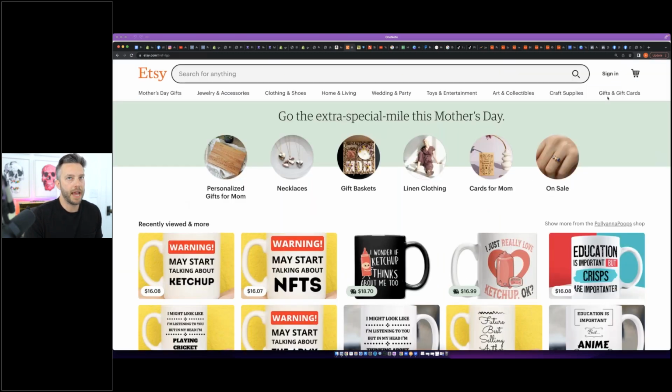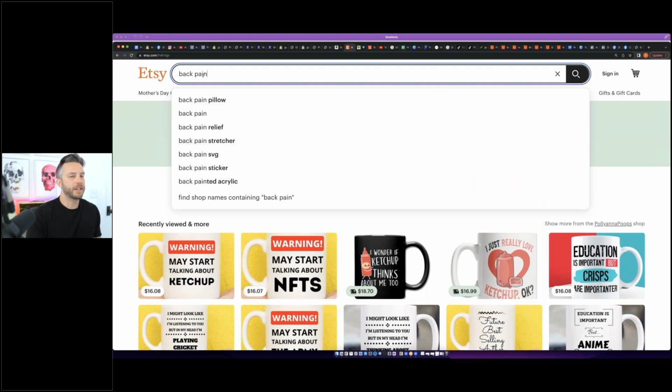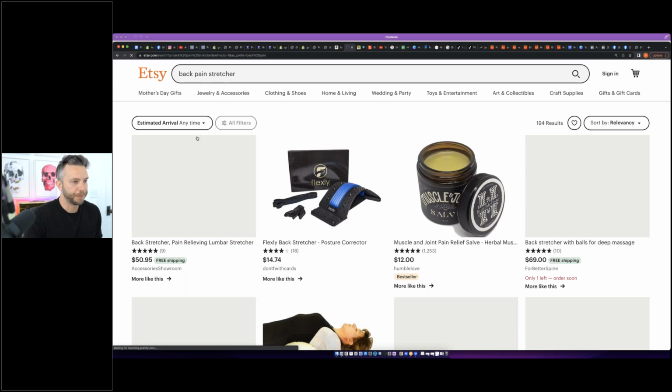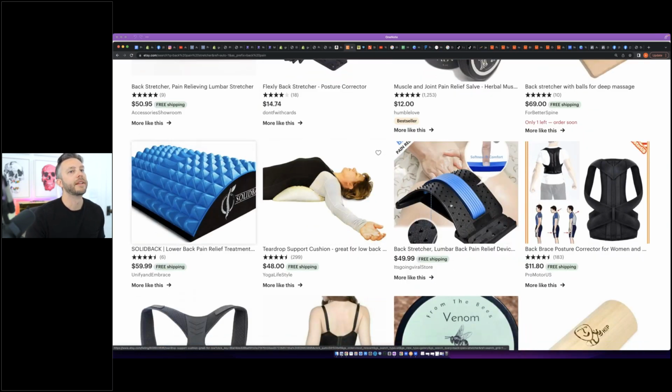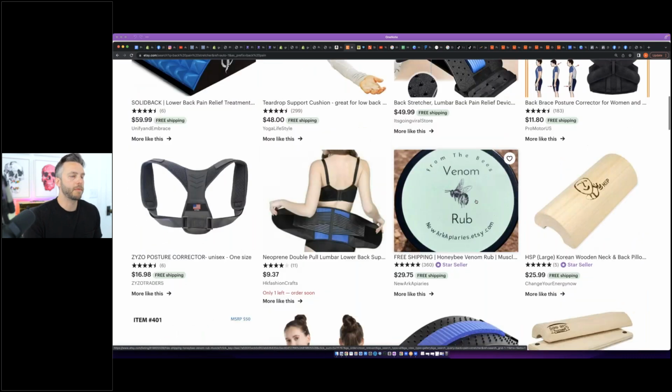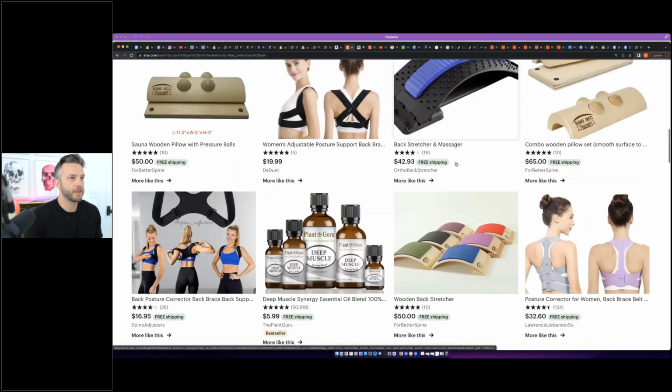So if I come over here to Etsy and I go up here to the search bar and I type in back pain, it's going to show me what the most related searches are for back pain. So back pain pillow, back pain relief, stretcher, SVG sticker, acrylic. So like here's back pain stretcher. So it's going to show me that off the bat, these stretchers are obviously pretty popular because you could see a lot of them that are for sale.